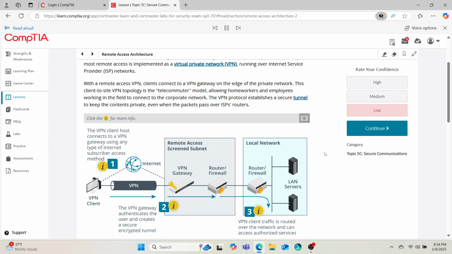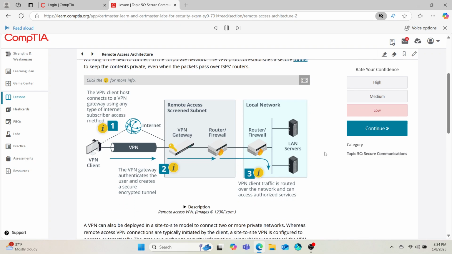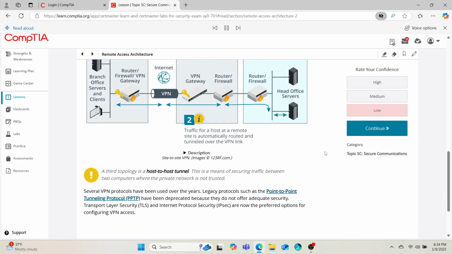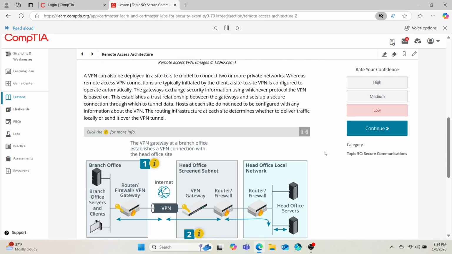Hosts at each site do not need to be configured with any information about the VPN. The routing infrastructure at each site determines whether to deliver traffic locally or send it over the VPN tunnel. Description. The site-to-site VPN consists of three components. A branch office that consists of the branch office servers and clients and the router or firewall or VPN gateway. A head office screened subnet that consists of VPN gateway and router or firewall. A head office local network that consists of router or firewall and head office servers.